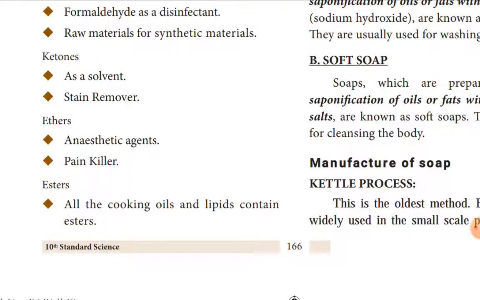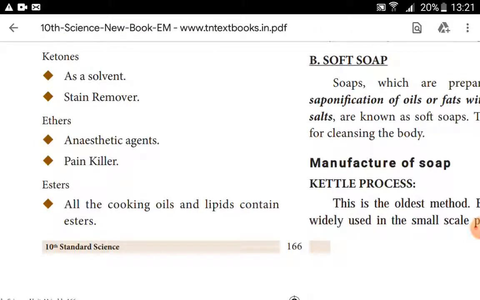The next one is ester. All the cooking oils and lipids contain ester. For example, esters have fragrant odors, and they are used as a main constituent of perfumes, essential oils, food flavoring agents, and cosmetics. Esters are also used as organic solvents. Natural esters are found in pheromones, and naturally occurring fats and oils are fatty esters of glycerol.